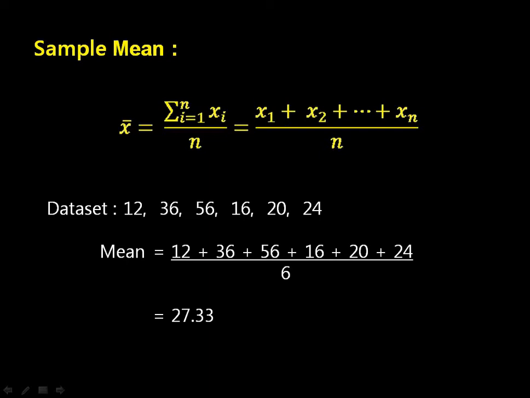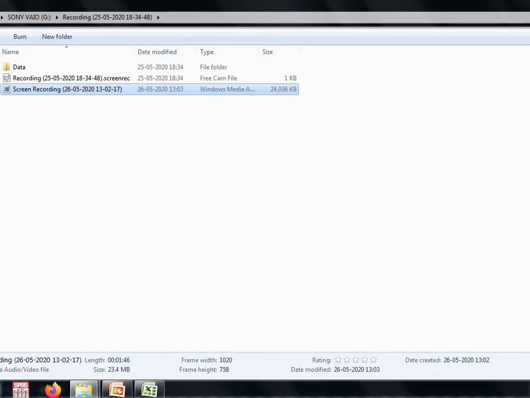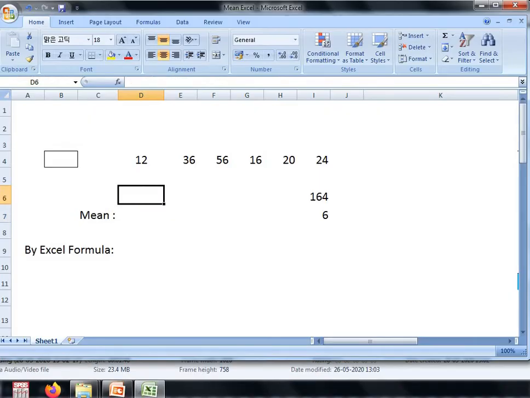Sample mean is denoted by x bar, which is nothing but a summation of all xi's, i ranges from 1 to n, divided by the total number of observations. Consider a data set with observations as 12, 36, 56, 16, 20 and 24. We can find the mean of this by simply adding all the observations and dividing by the total number of observations. This can be done through Excel also in a simple way.